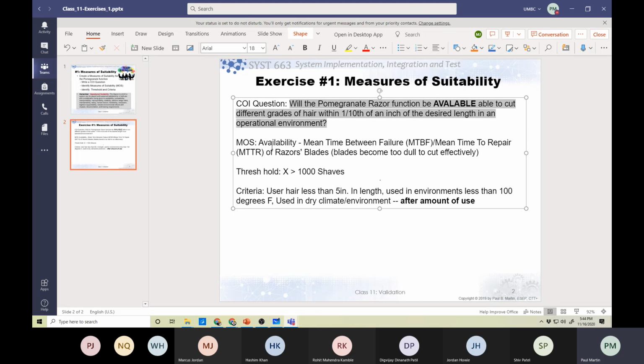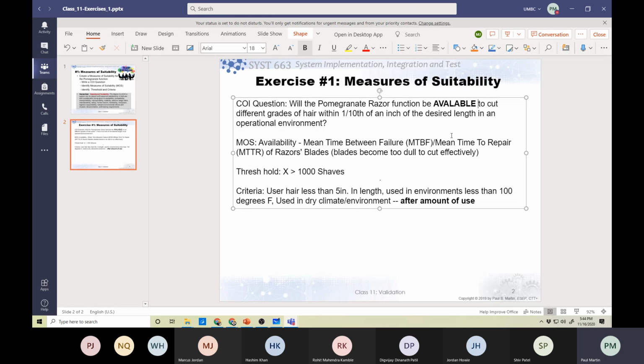So you asked about availability. It's not unheard of to ask the question, will the pomegranate function be available? Right. So that would make it suitable, right? And then you would have to go, well, what does it mean to make it available? Well, it can't be down for repair. So your mean time between repair is part of that availability thing that you would look at.